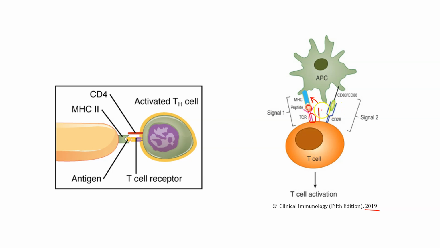They talk about that being signal number 1, and signal number 1 is the first thing that needs to happen. The second thing that happens is signal number 2, which occurs between this molecule known as CD28 and either CD80 or CD86. These are additional molecules present on an antigen-presenting cell. After the second signal, this leads to clonal expansion.